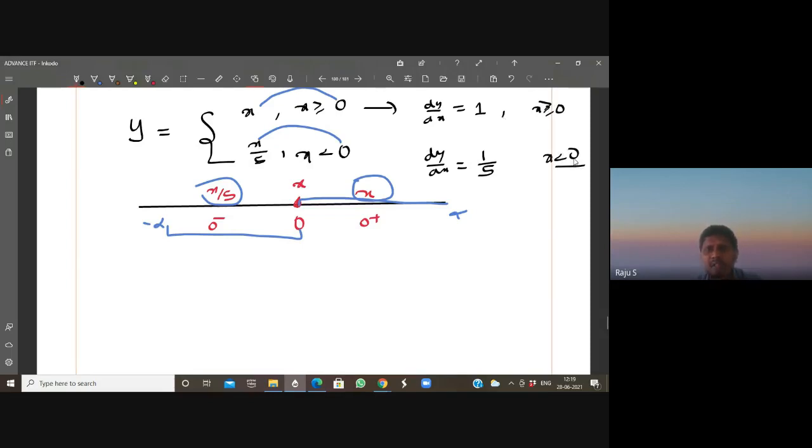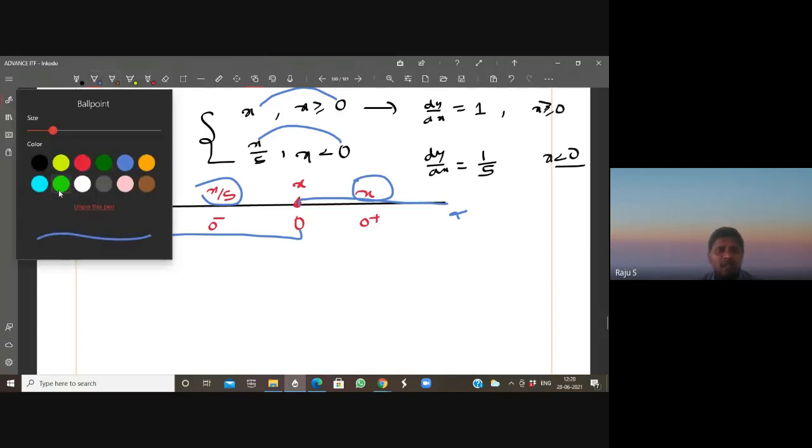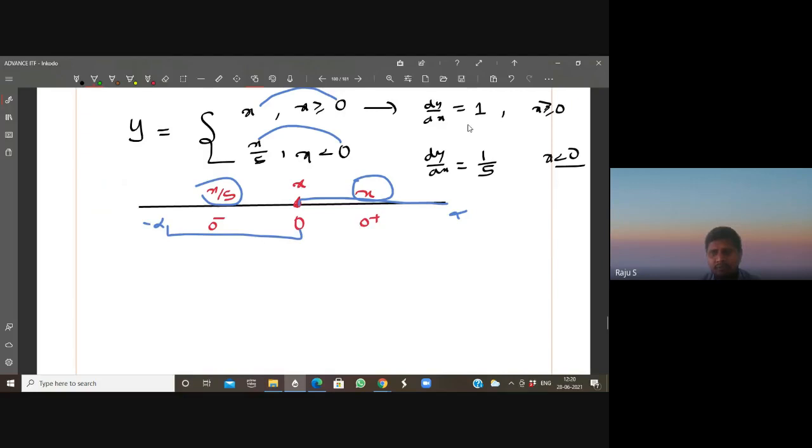Lesser than 0 means left hand derivative. Greater than 0 gives plus 1. So the right hand derivative RHD value is plus 1 and the LHD value is 1 by 5. This is RHD, and this is LHD, the left hand derivative. The left hand derivative is not equal to the right hand derivative. At 0, it is not differentiable.